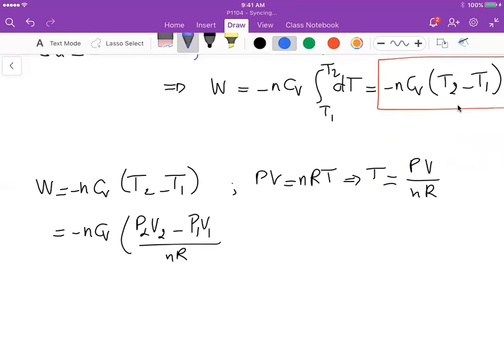Okay, and so now we can cancel out both the N and N. Also R over CV, we know it is gamma minus 1. So we end up with W given by minus P2 V2 minus P1 V1 divided by R over CV. Well, R over CV is gamma minus 1.